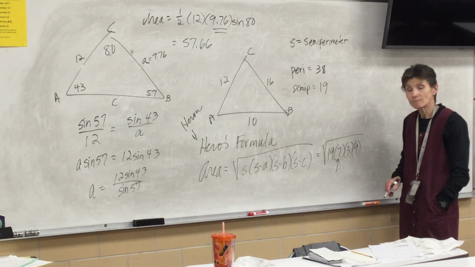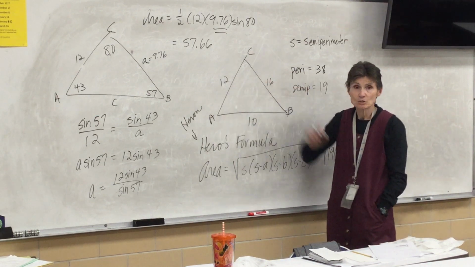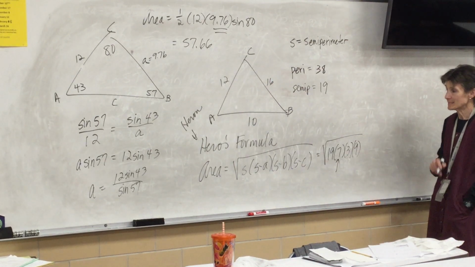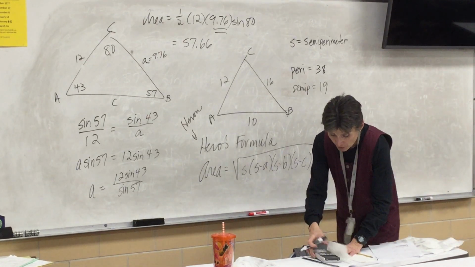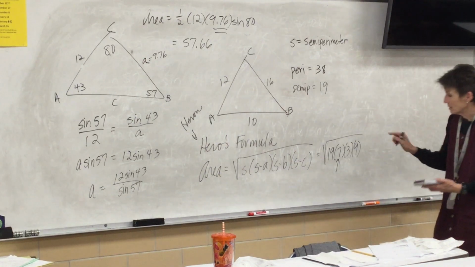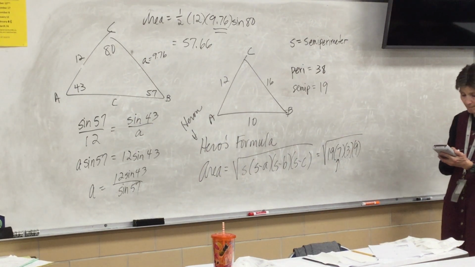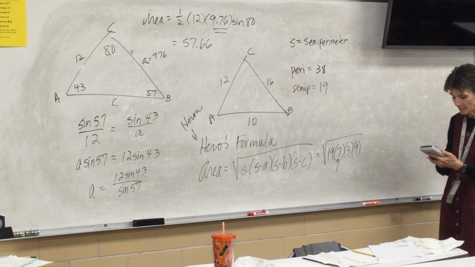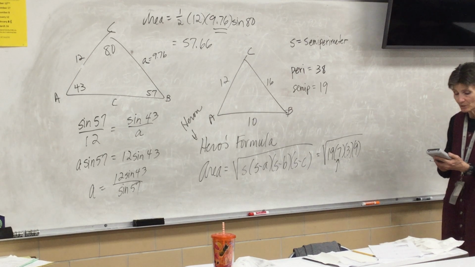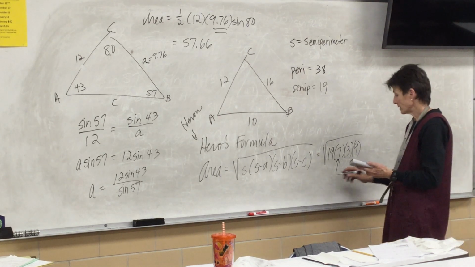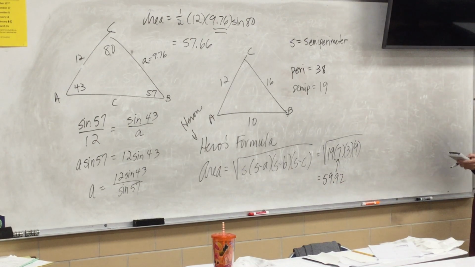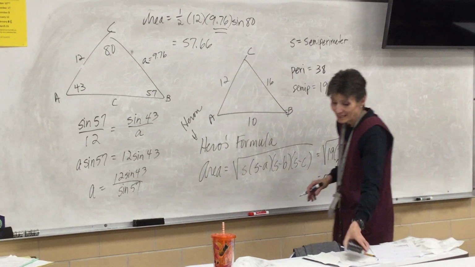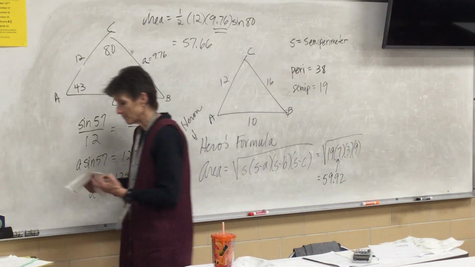So where did this 7 come from? That's 19 minus 12. 19 minus 16, 19 minus 10. And then to get your area, you're just going to multiply those 4 numbers there. 19 times 7 times 3 times 9, and then second square root, second answer, and it's 59.92. It's as easy as that to find the area of a triangle if you know all three sides.